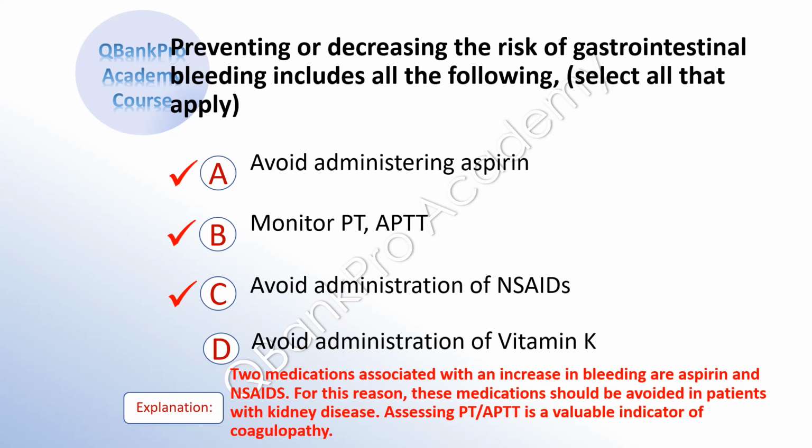Explanation. Two medications associated with an increase in bleeding are aspirin and NSAIDs. For this reason, these medications should be avoided in patients with kidney disease. Assessing PT and PTT is a valuable indicator of coagulopathy. The exam asks about care of the most common renal disorders, critical labs, and dialysis.